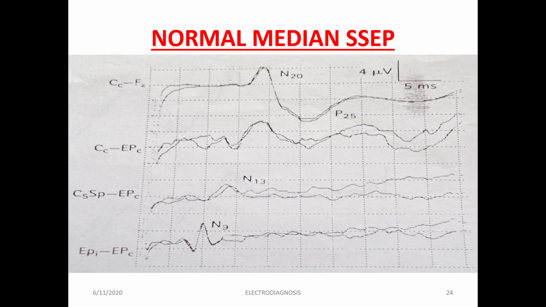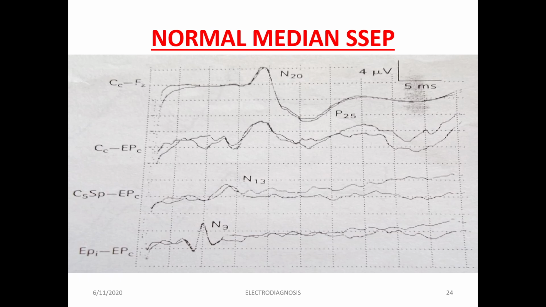So let us start. 1, 2, 3, 4, and 5. Okay, so 5 means 5 into 5, 5 centimeter multiplied by 5 milliseconds. So it is 25. In a similar way, we have N13, N9. All these are calculated like this only. So if any particular latency is prolonged, we can say that there was a problem between these 2 points, or in this montage there was prolongation of latency.